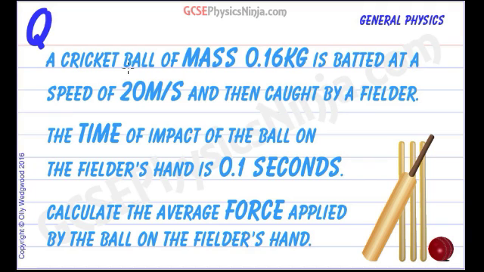So here we've got a cricket ball which starts off flying through the air at 20 meters per second, and it has a mass of 0.16 kilograms. Now the time of impact of the ball on the fielder's hand is 0.1 seconds, which it could be, and we need to calculate the average force applied by the ball on the fielder's hand. Now that will be the same as the force applied by the fielder on the ball.